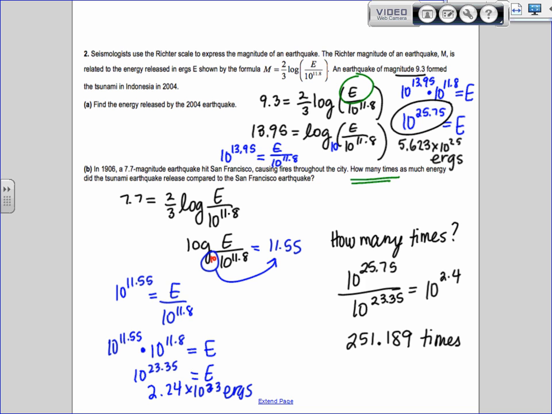Does that make sense? It's a lot. So even though they look close in magnitude, you're like, oh, that's not much, like 9.3 versus 7.7. Those are both big earthquakes. A 9.3 earthquake is terrible. It's very, very strong. Okay, does that make sense?